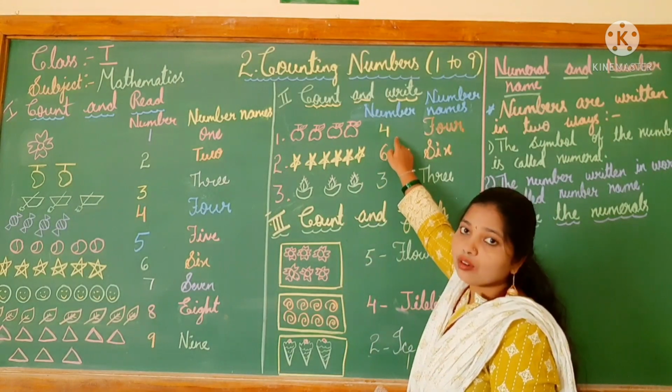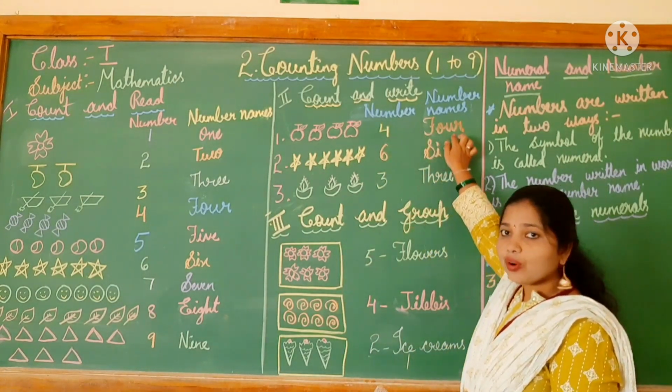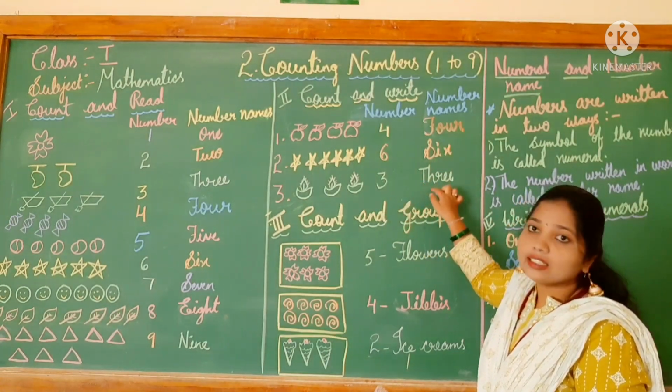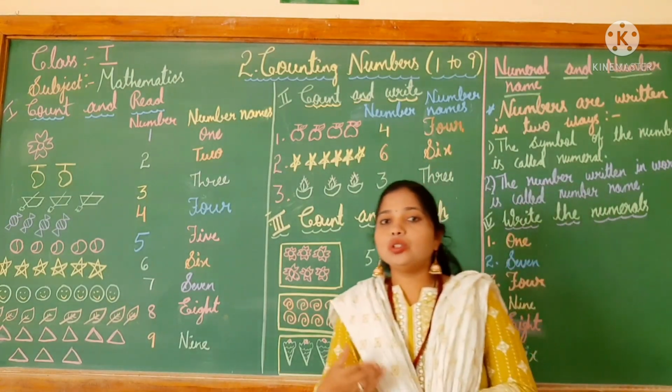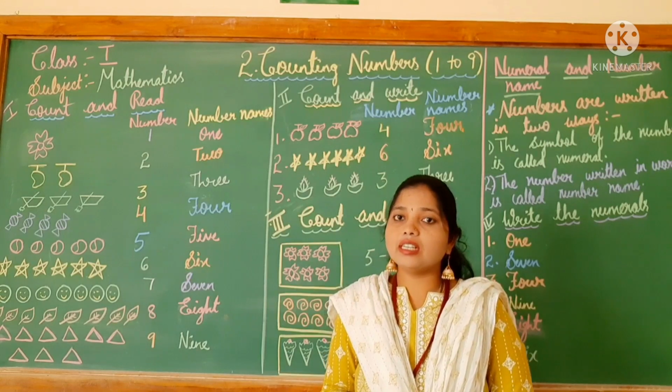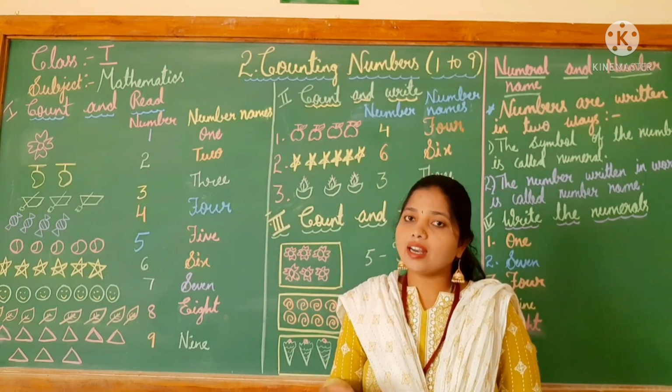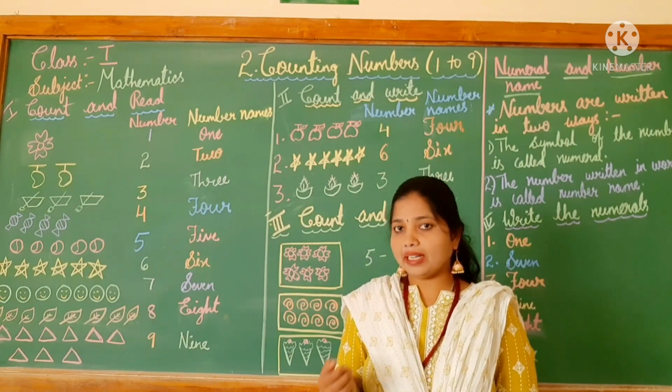Here we have written 4, FOUR; 6, SIX; 3, THREE. Like this, you should do more examples, children. You should draw the objects and try to count and write the number and number names.